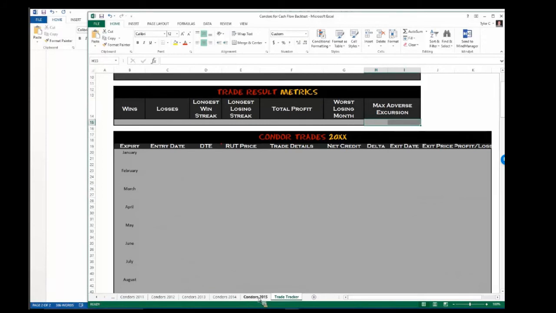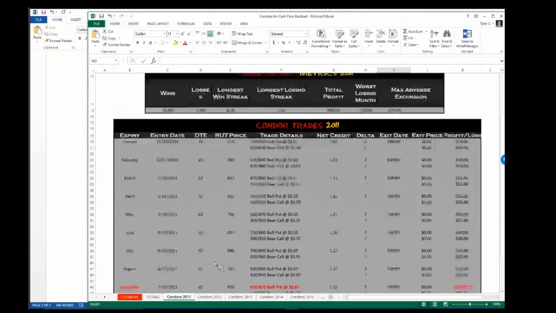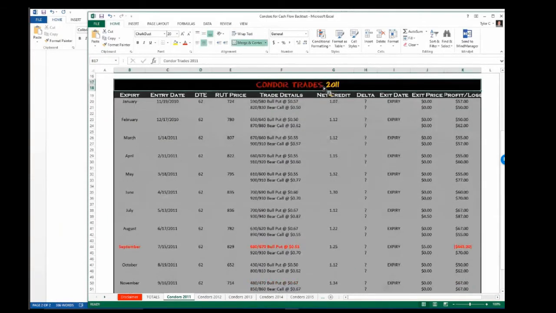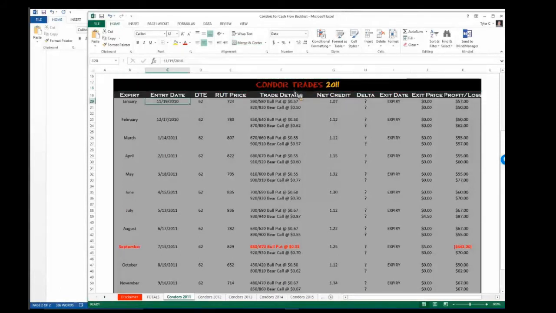As I backtested, the backtest went from 2011 to 2015, so I had 1, 2, 3, 4, 5 years. This is how I did it. For 2011, I input the trade information that I got right out of ThinkBack. With this particular system, we're selling condors about 60 days out, so to do January 2011, I went to November 19th, 2010.